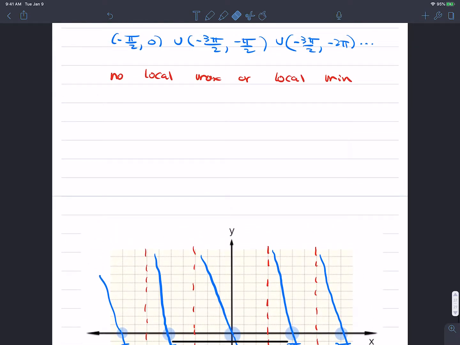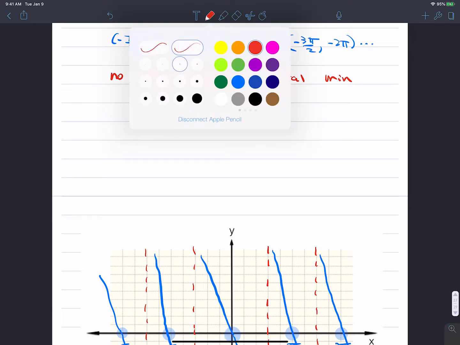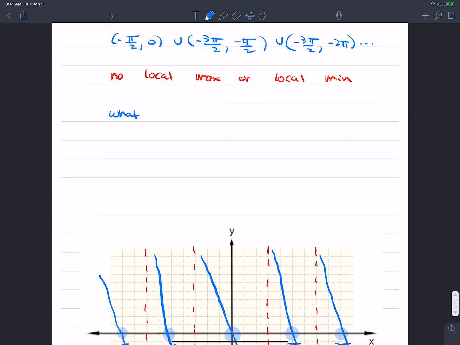The only question we have now at this point is, what do we have to answer? The concavity. And for concavity, what do we need? Yeah, it's always sign analysis on your second derivative. Let's see if we can bring everything back here. So we need sign analysis on that second derivative.